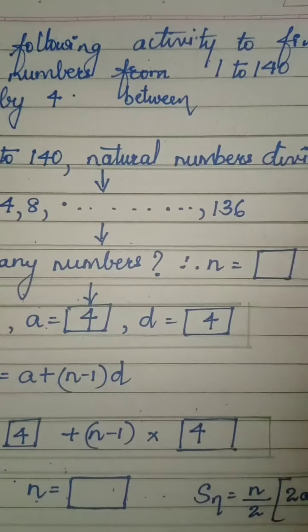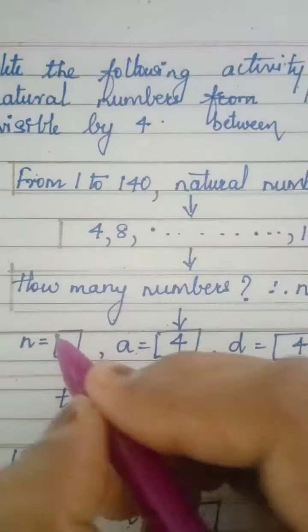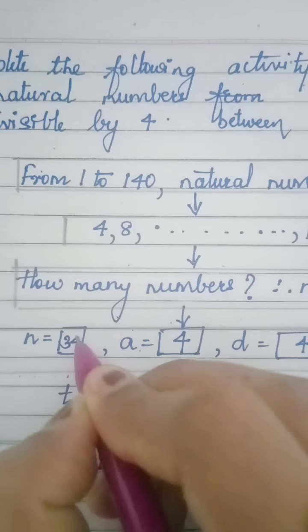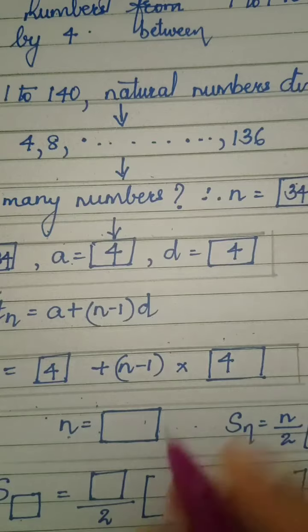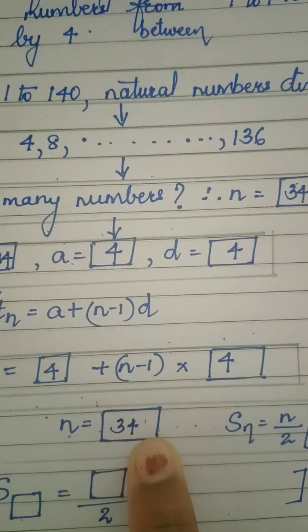Now put in the box. First I'll write here n is equal to 34. Then I'll write here n is equal to 34. Then here n is equal to 34. So we got n as 34.